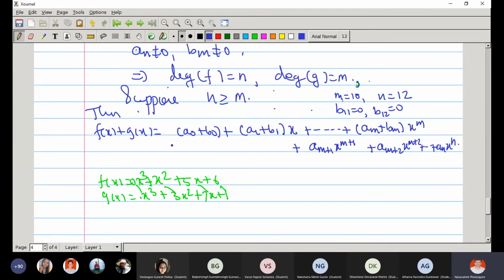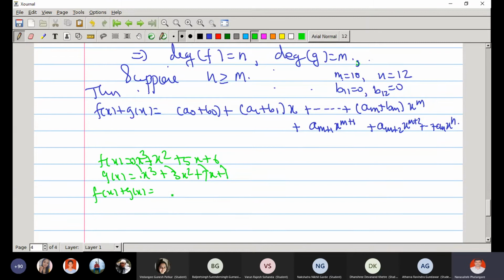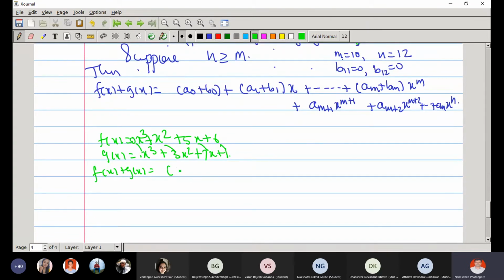So how are we adding these two polynomials in this particular example? What is f(x) plus g(x)? First we add the constants, 1 plus 6, then we add the coefficient of the degree 1 term, 5 plus 7x, then we add the degree 2 terms, 3 plus 1 x square. But after that, which coefficient will we consider? Only 1 plus 0 x cube, that means only the coefficient of x cube in g, as it is. So in this way we add two polynomials coefficient-wise.